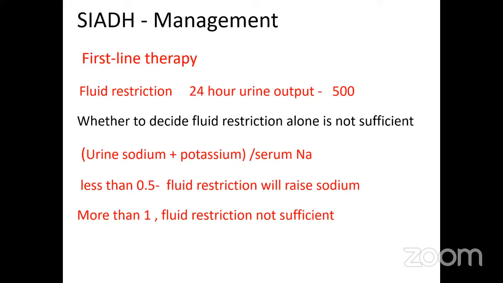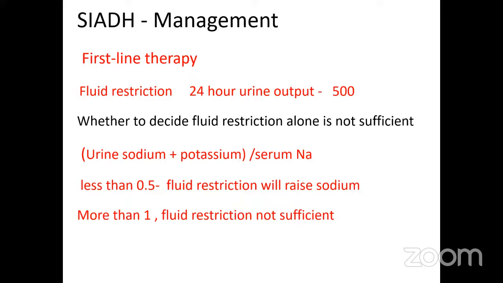Now, what is the first line management? We have discussed 2 cases of SIADH. What is the first line therapy? We emphasize the role of fluid restriction. The simple dictum is to measure 24-hour urine output. The fluid intake should be 24-hour urine output minus 500.